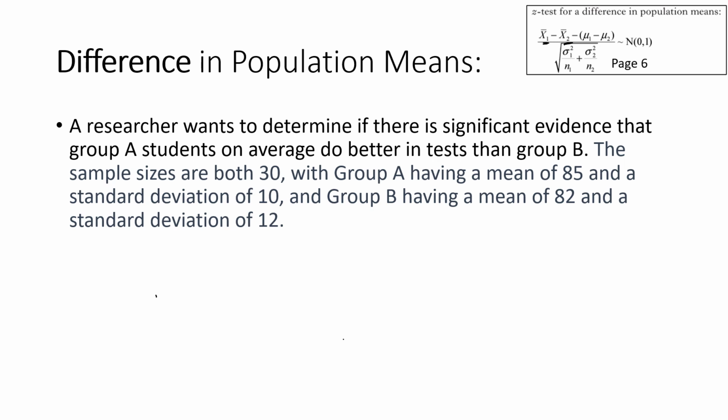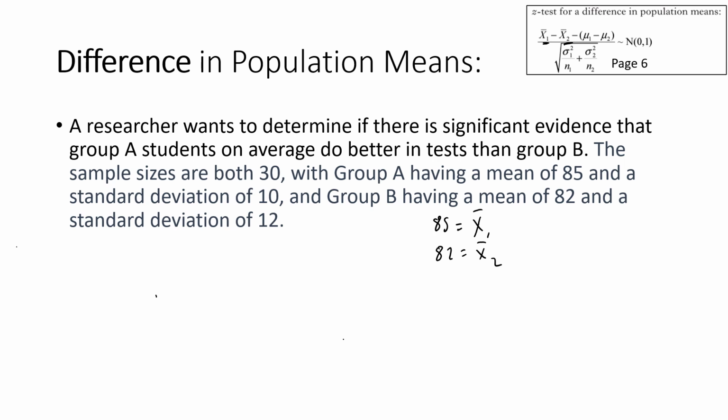And how we'll do that is 85 is equal to x bar 1, 82 is equal to x bar 2, and they'll be able to figure out which standard deviation is what. Not that it matters because the sample sizes are the same, but that'll be fine.